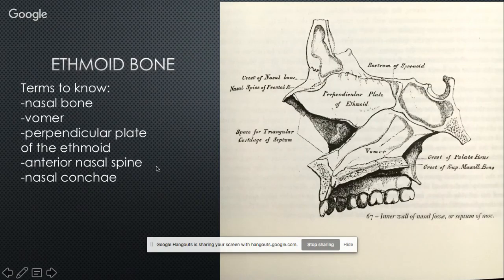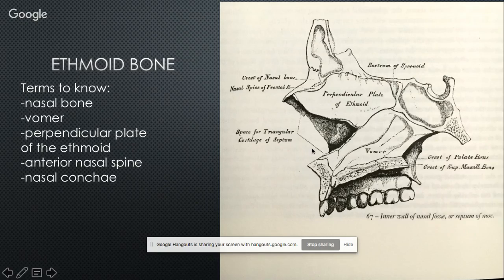Ethmoid bone, just wanted to go over this one real quickly because it's pretty important. I forget about it a lot. So nasal bone, which is right here, which is what you'll feel at the very top, the bridge of your nose. You can feel that on your nose. The vomer, which is inside, right there. And the perpendicular plate of the ethmoid bone. It's important that you mention it's of the ethmoid bone, just to be more specific.